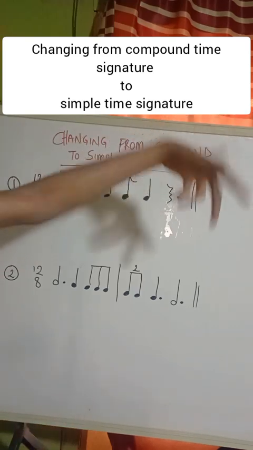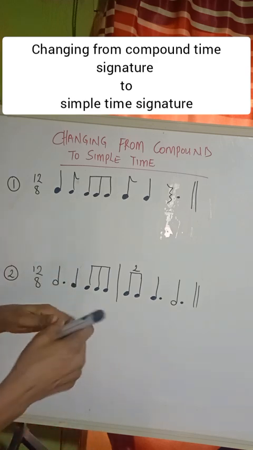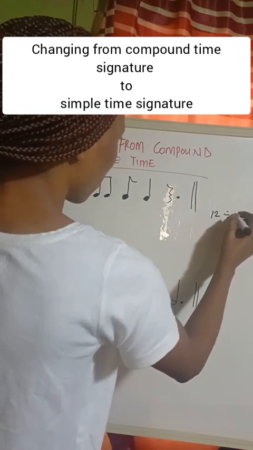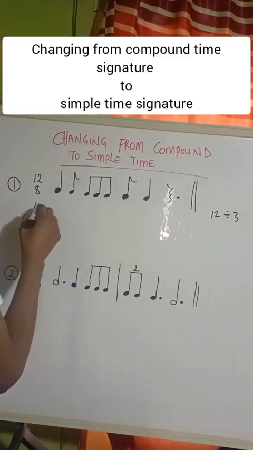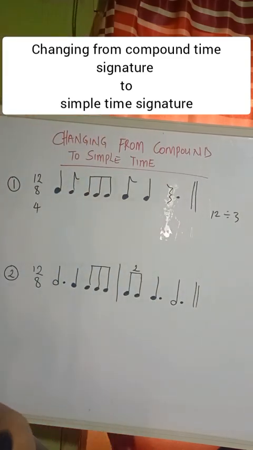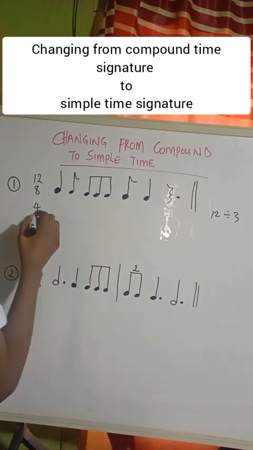Since you're changing from compound to simple time, you divide the above number by 3. So 12 divided by 3 is how many? Let's see. 12 divided by 3 is 4. And you divide the below number by 2. So 8 divided by 2, we have 4.